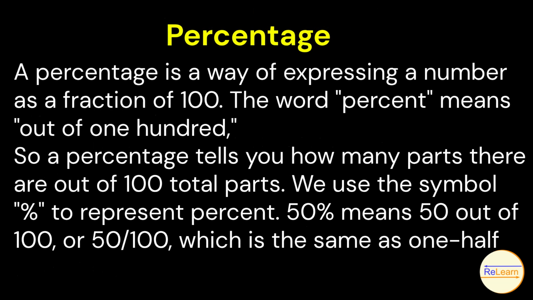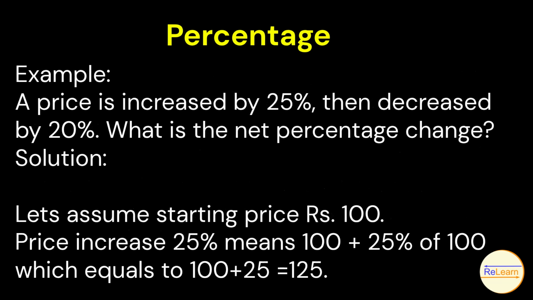Percentage. A percentage is a way of expressing a number as a fraction of 100. The word percent means out of 100. So a percentage tells you how many parts there are out of 100 total parts. We use the symbol % to represent percent. 50% means 50 out of 100 or 50 by 100, which is the same as 1 upon 2 or 0.5 in the decimal system.